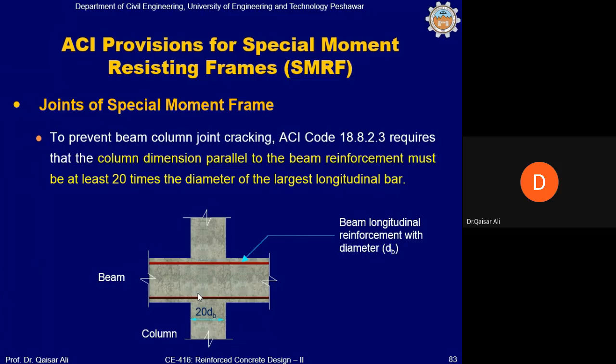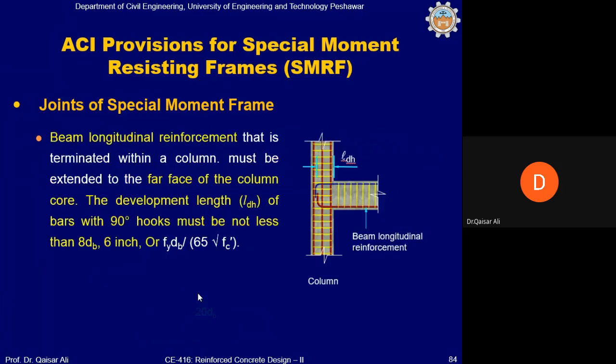Otherwise, you will have to change the column dimension at the end of your design. This is another provision for the exterior connection, the exterior joint. In the exterior joint, the beam reinforcement both on the top and bottom side of the beam shall be carried to the far end of the joint in the column, and then the bars shall be properly hooked.